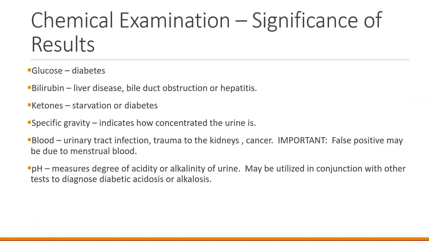I want you to be able to recall each chemical test and a clinical condition that it may indicate that's present. Glucose indicates diabetes. Bilirubin, liver disease. Bilirubin is a substance in the blood that is the breakdown of red cells in the liver. And when you get an excess amount, you turn yellow. And you may notice this in people with hepatitis, the whites of their eyes are yellow. It may also indicate bile duct obstruction or hepatitis.